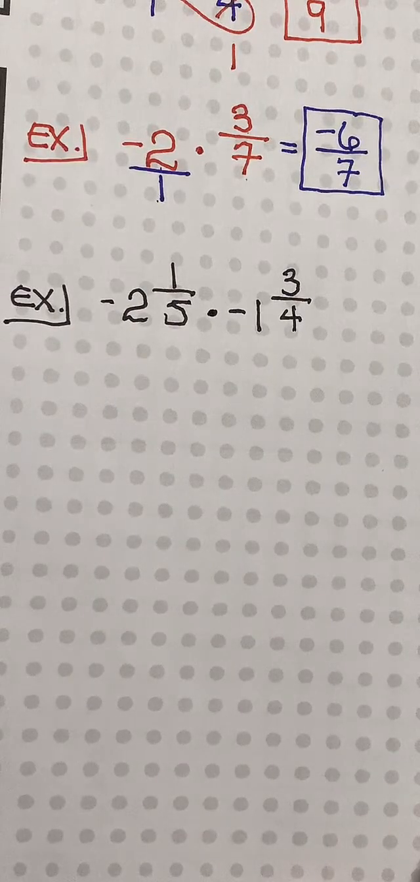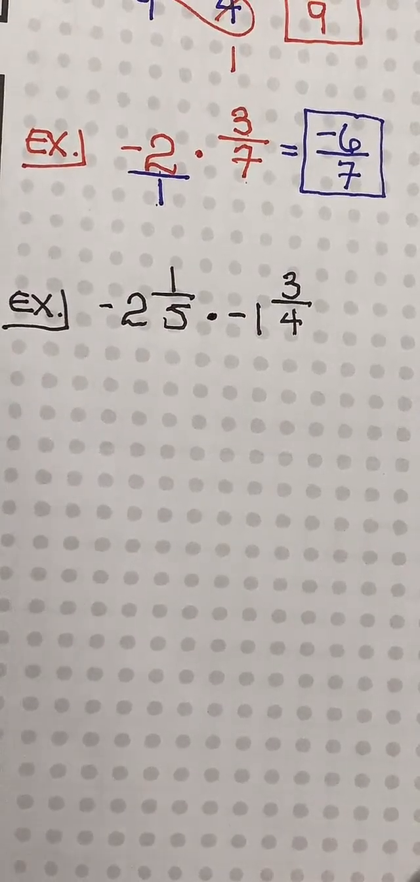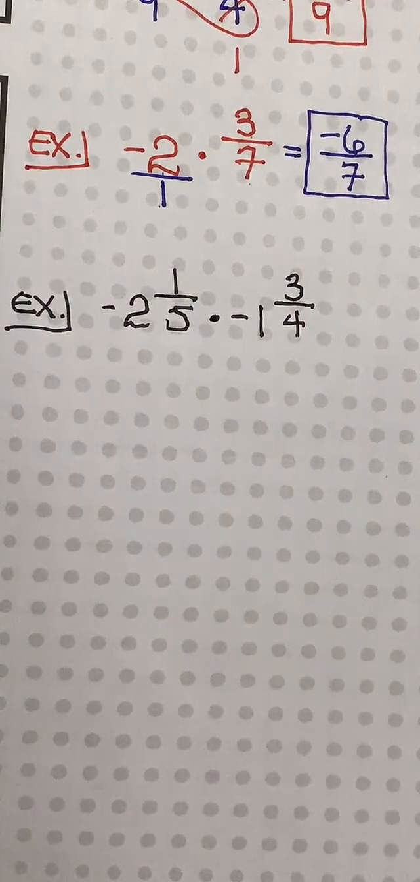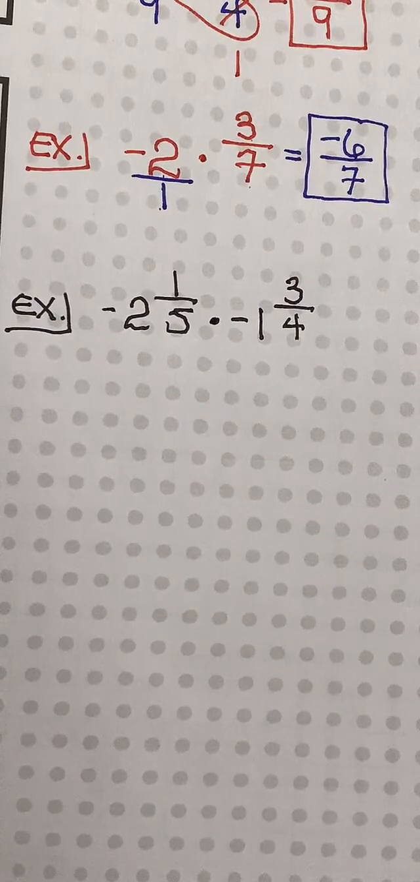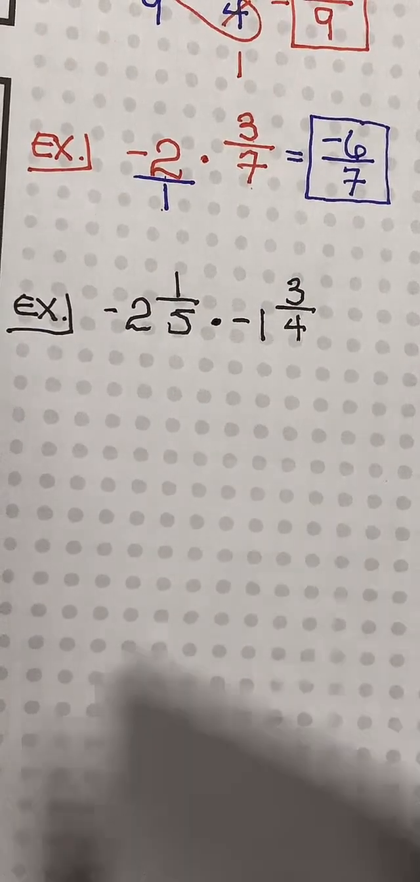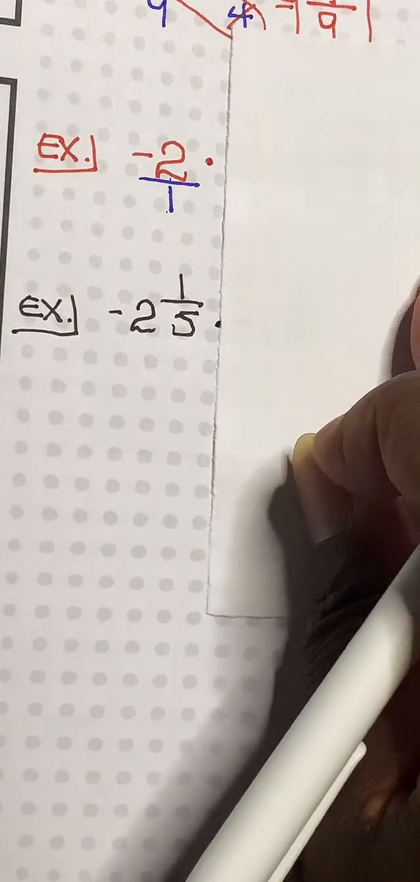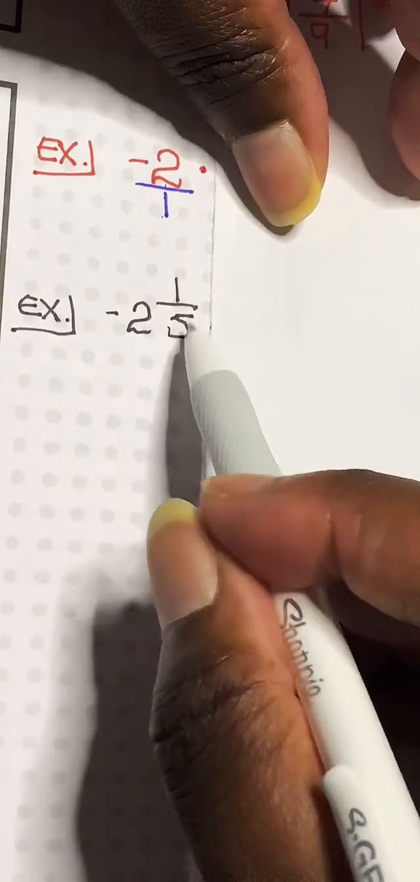All right, so here we go. Take it piece by piece. Do not let this overwhelm you. Okay, so what I'm going to do is I'm going to take one of my pieces of paper and I'm going to cover one side so we can focus on one side, then the other side. So we have a mixed number of negative 2 1/5.